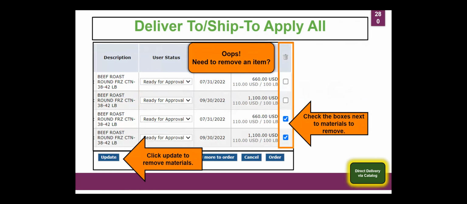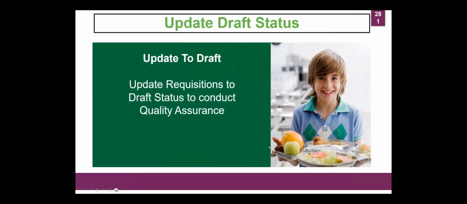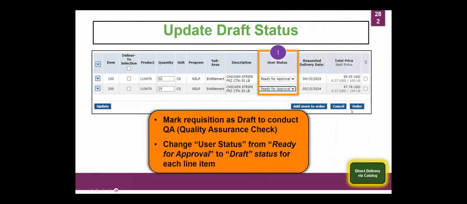Now, if you had submitted this, you would not be able to make changes. So with that in mind, we want to make drafts. So we're going to make a draft of all our requisitions for quality assurance, and we're going to have someone else in the office review this before we submit it. So what we're going to do is we've selected our products, and you'll see under user status, right now it says ready for approval, which means it goes to TDA, but we're going to change that to draft.